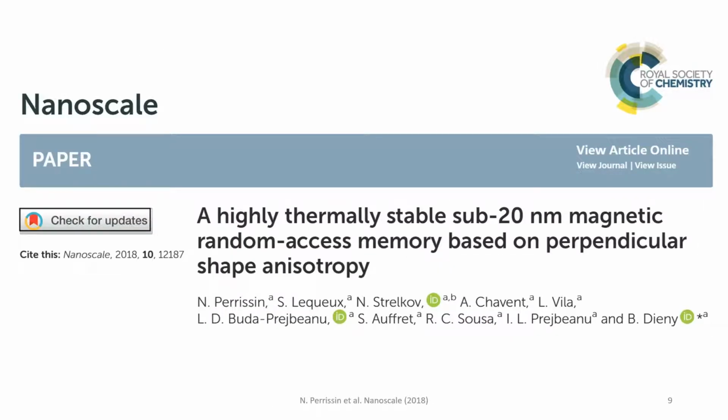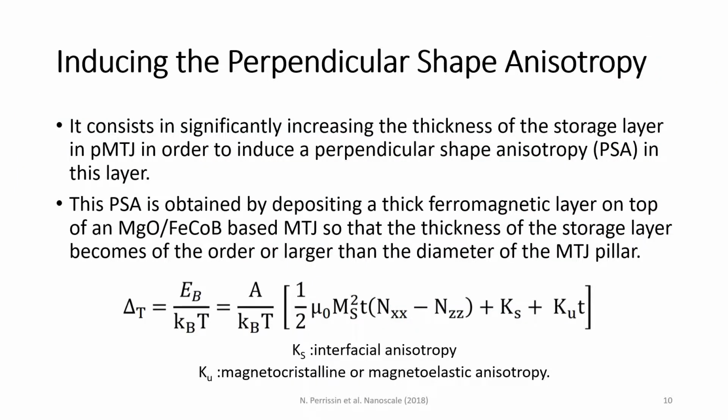The second paper is a highly thermally stable sub-20 nanometer MRAM based on perpendicular shape anisotropy. We can see the formula here. The energy barrier is related to the shape anisotropy, and K_s, which means interfacial anisotropy. The last is K_u t, meaning the magnetocrystalline or magnetoelastic anisotropy, and t means the thickness of the free layer.